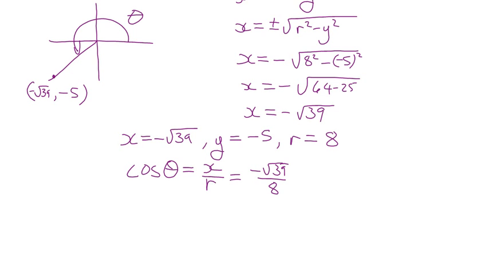So do we multiply by root 39 over root 39? No, because it already is rational, right? There's no radical in the denominator. Okay, what else do we have to find? Tan theta, right? What's tan theta? Y over x.